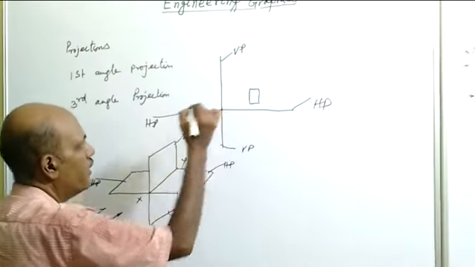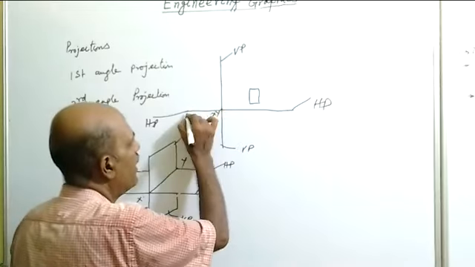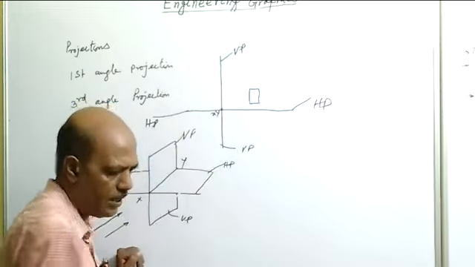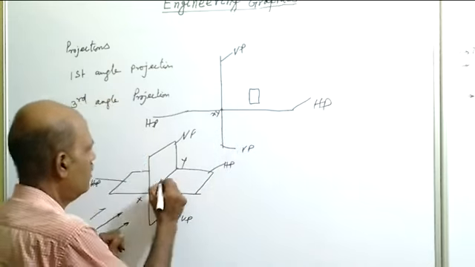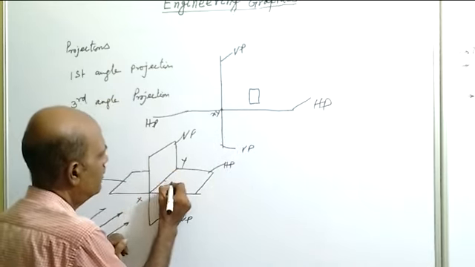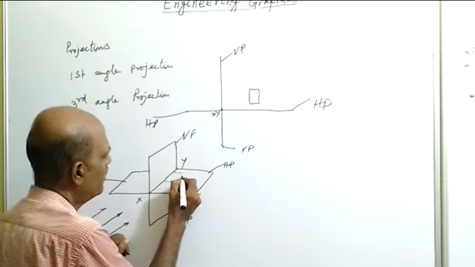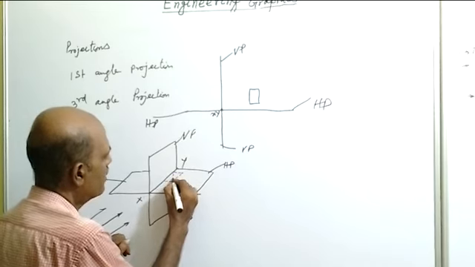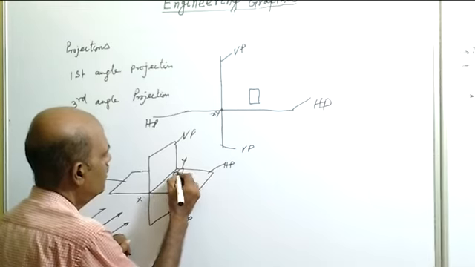XY. So this point indicates the reference line, and this line indicates the planes. This is the horizontal plane and this is the vertical plane. Now if the object is placed in the first quadrant, so let us see here, say the object is at some distance in front of VP and at some distance above the HP.